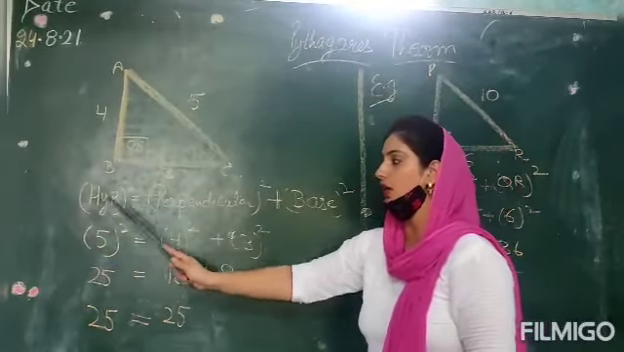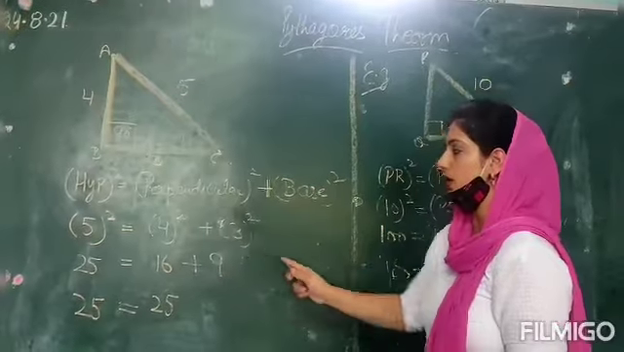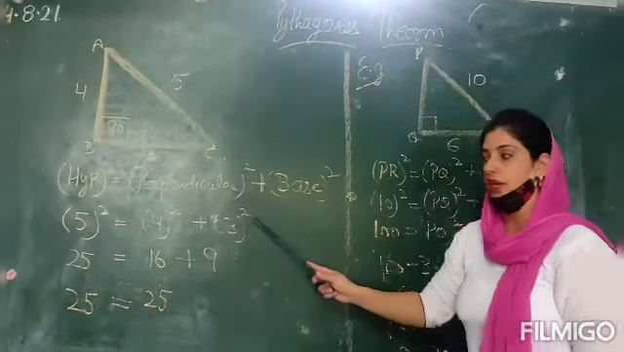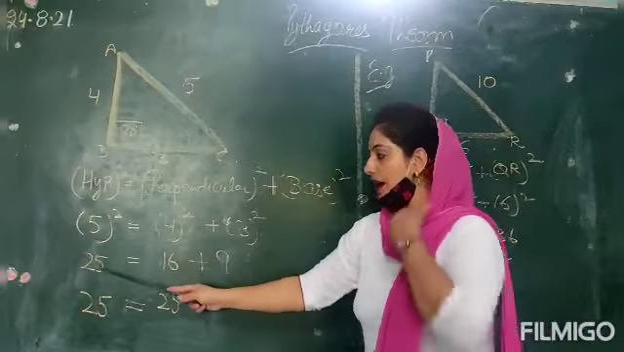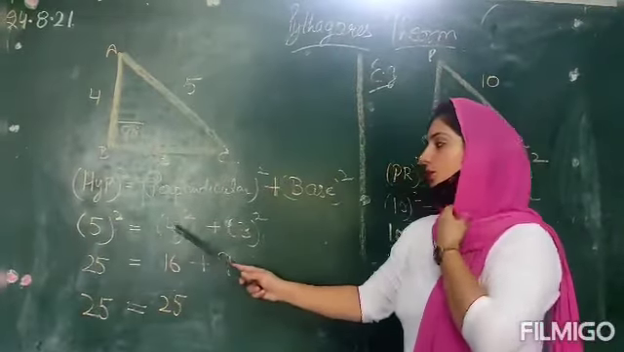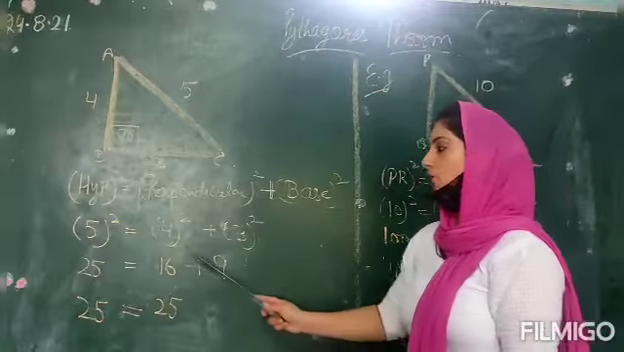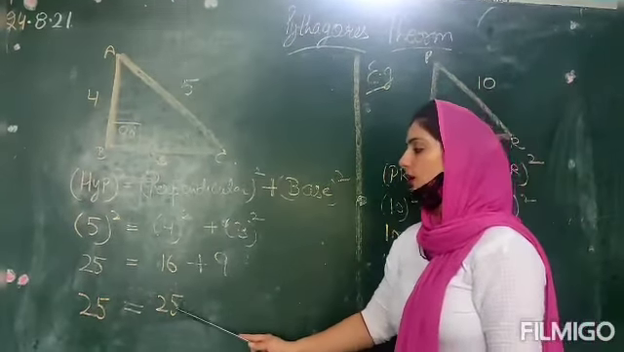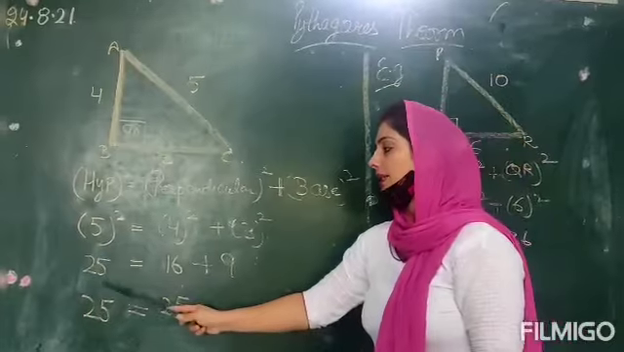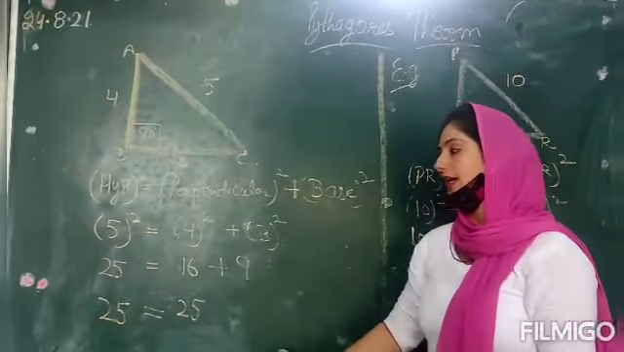Fill the values here. Hypotenuse is 5 square, perpendicular 4 square, base 3 square. Square means we multiply 5 two times. 5 5s are 25. 4 4s are 16. 3 3s are 9. When we add the perpendicular side and base side squares, we get 25. By this we prove the Pythagoras theorem, left hand side equal to right hand side.